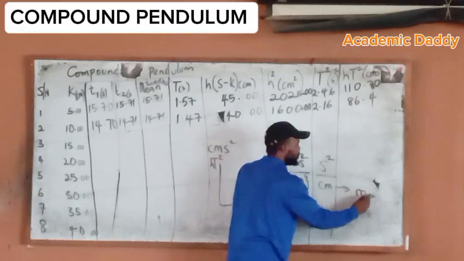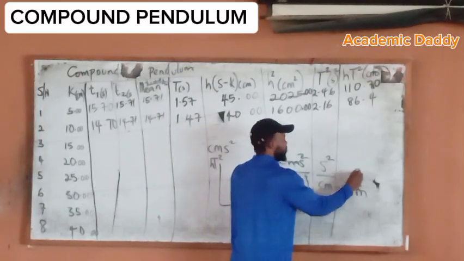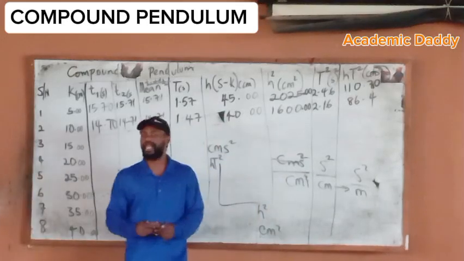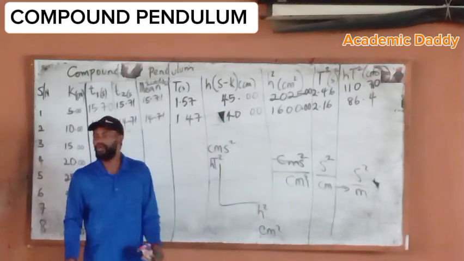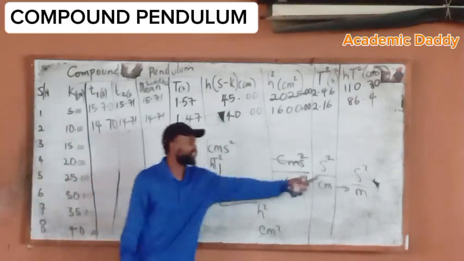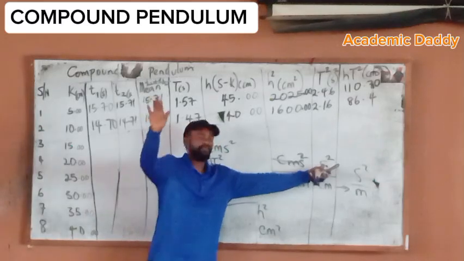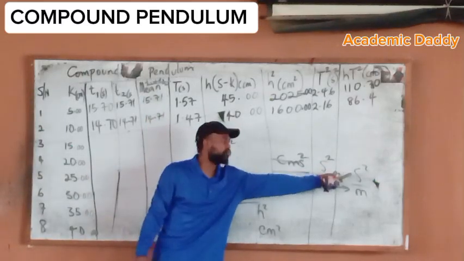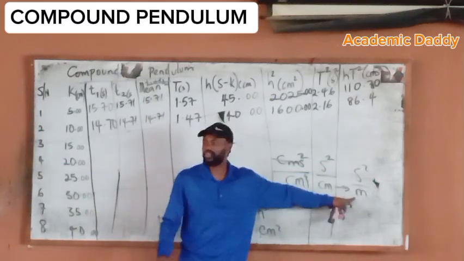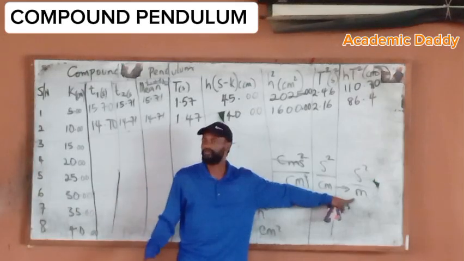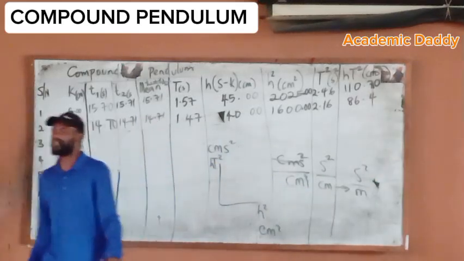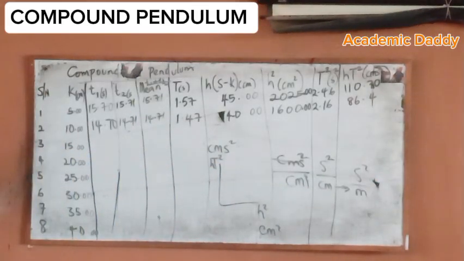When you convert it to meter, you have meter all over second squared. Why am I converting to meter? Because meter is the SI unit of anything that has to do with length. If you check this thing out, you see that it looks like the inverse of acceleration. You see that? So if a question asks you, what does the slope of your compound pendulum graph represent? The slope actually represents the inverse of acceleration. That is what we have here.